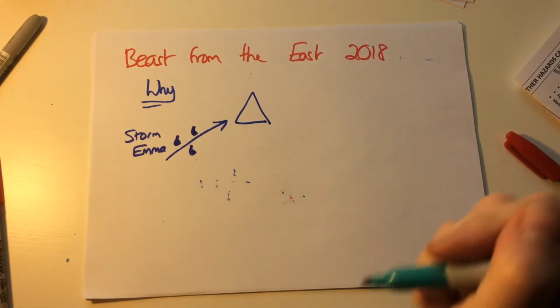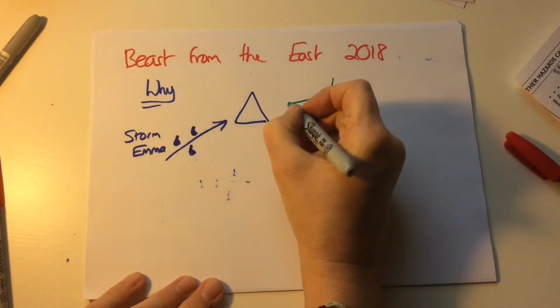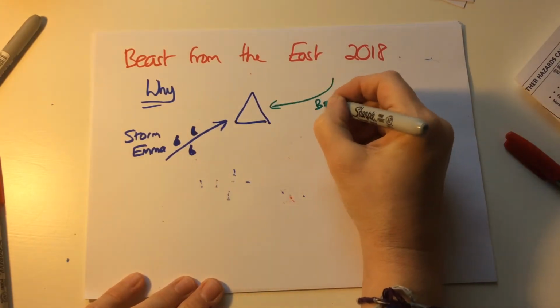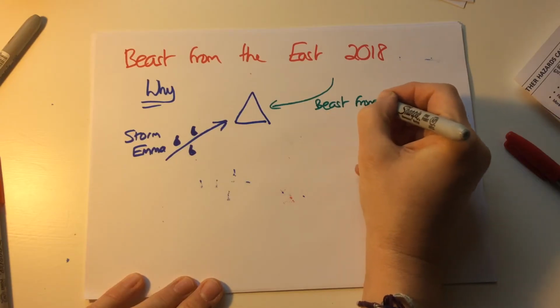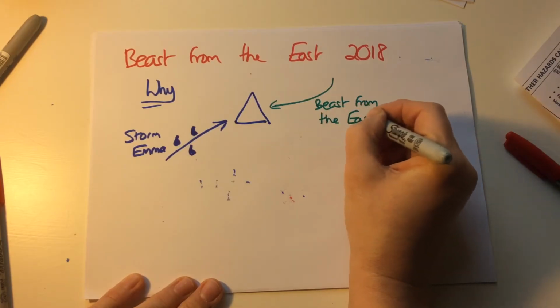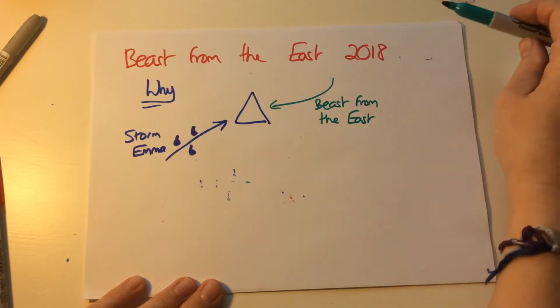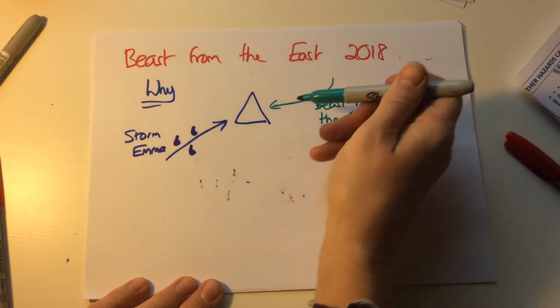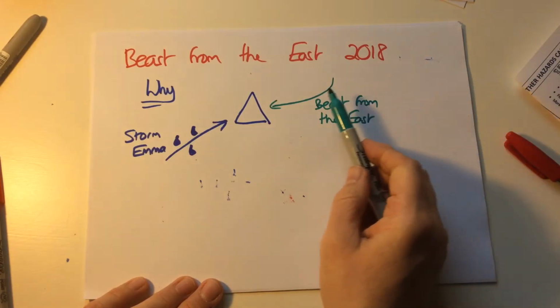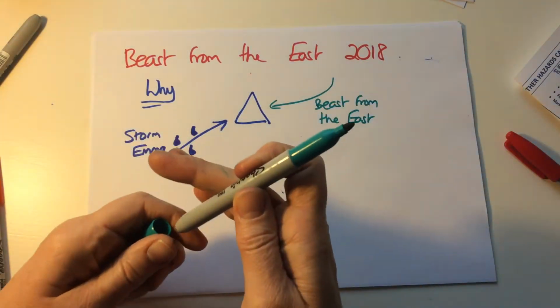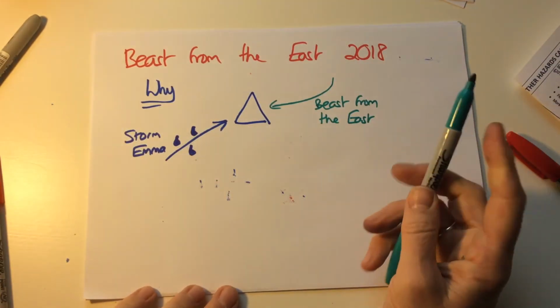Coming from the east was the Beast from the East. And this was very, very cold polar air coming down from Siberia, really low temperatures. Now, if we think about it, we're talking about prediction and monitoring.